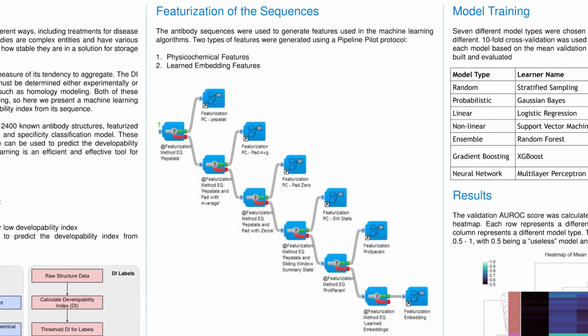For featurization, we considered many different types of features for the antibody sequences, including physiochemical features calculated by EMBOSS PepStats and ExPASy ProtParam, and we also used learned embeddings implemented in Python.